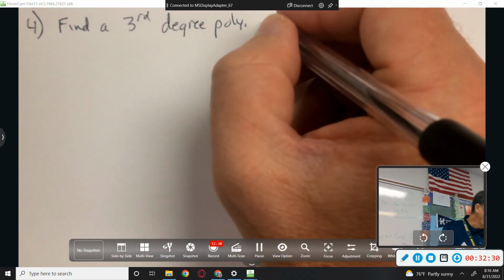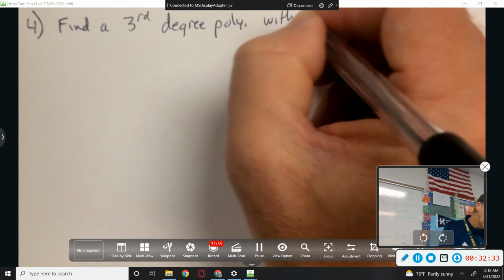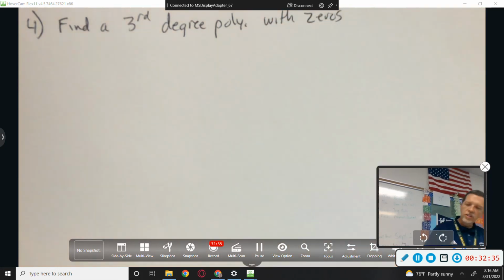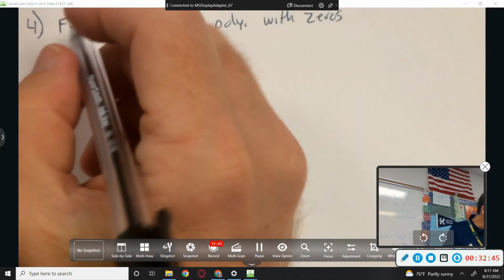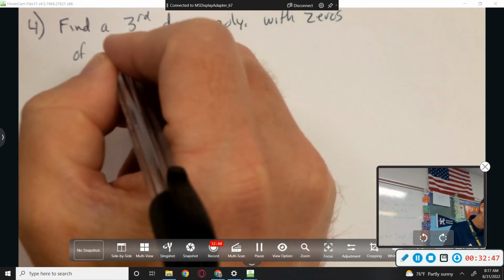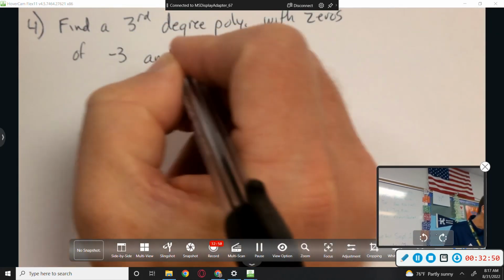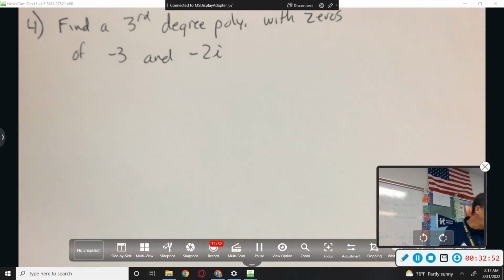A third degree polynomial with zeros. This time I'm going to peek ahead to make sure I don't do the same problem. Nope, I think I'm good here. With zeros of -3 and -2i.